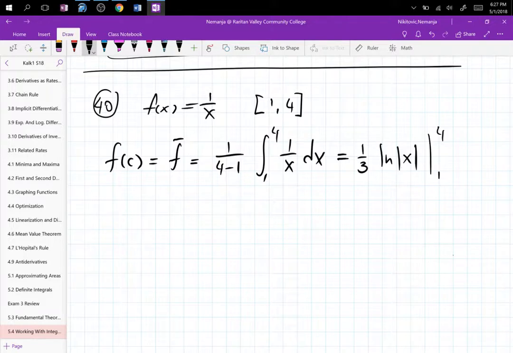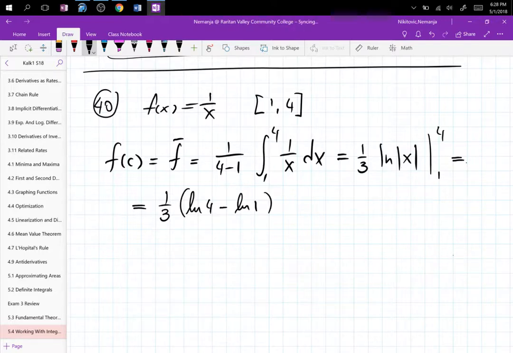You should always ask yourself which function, when differentiated, will give me 1 over x. And that is ln x, because the derivative of ln x is 1 over x. Therefore, the integral of 1 over x must be ln x. So we have 1/3, and then we have ln of 4 minus ln of 1. But ln of 1 is 0. So this is just 1/3 ln of 4. That's the answer.